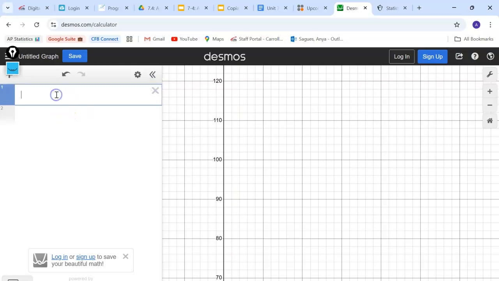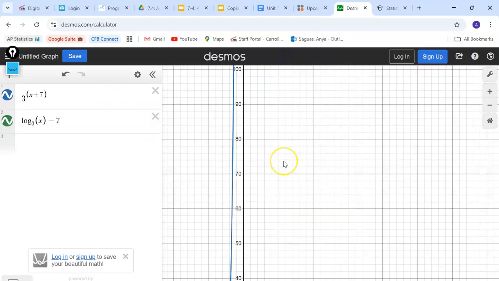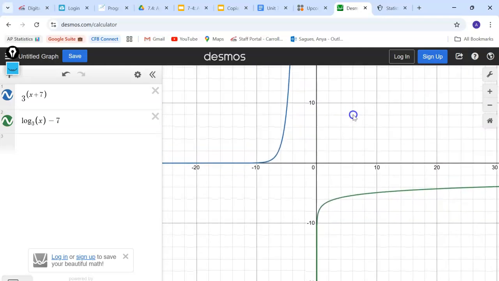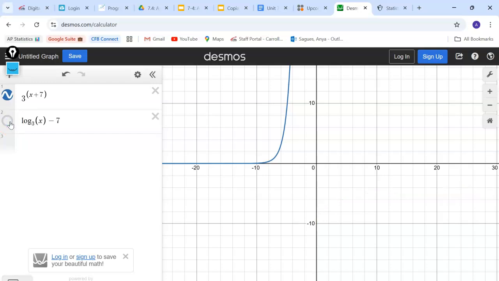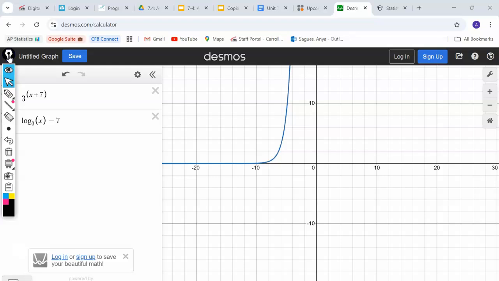So we've got 3 to the x plus 7. And then we've got log base 3 of x and then a minus 7 outside of the parentheses. So I'm going to scroll out a little bit and then zoom in more over here. Alright, so we'll start with, and I'll kind of make my own little chart, if you will. So for the exponential, we'll start with that first.